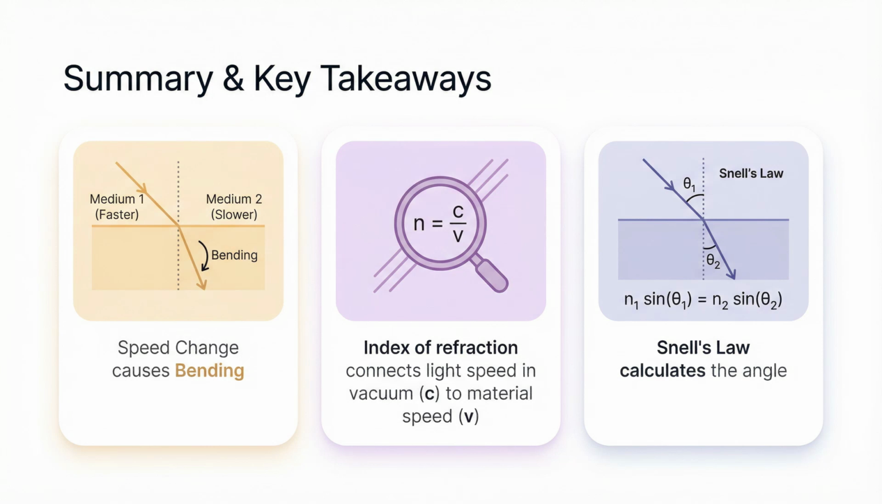So to wrap up, refraction happens because light changes speed. We measure that speed change with the index of refraction, n. And if you ever need to predict exactly where a light ray will go, Snell's law is your best friend.